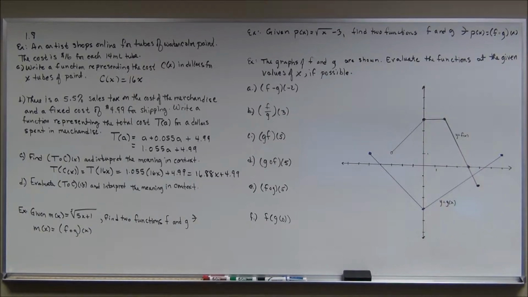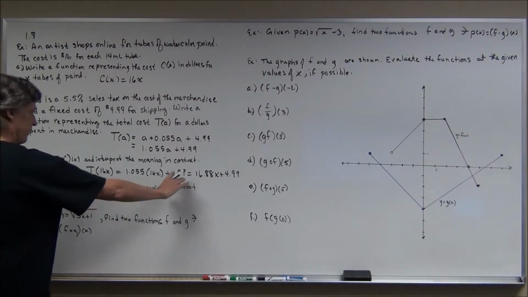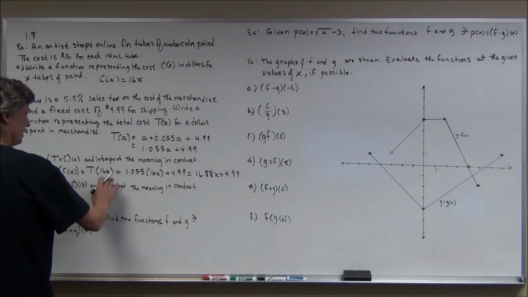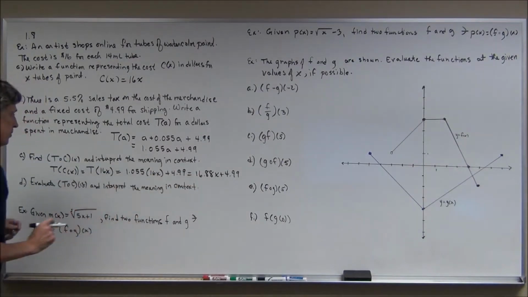And this would be the cost of, it says interpret the meaning in context. This would be the total cost to buy x tubes of paint. So we would just write that out. I didn't leave myself very much space, but this would be the total cost of buying x tubes of paint.